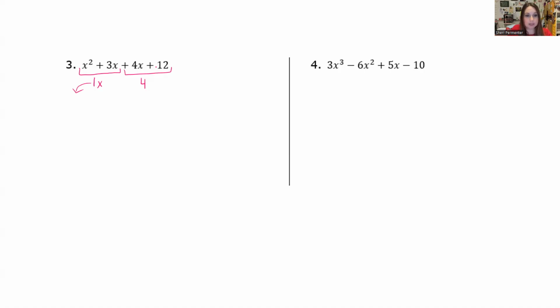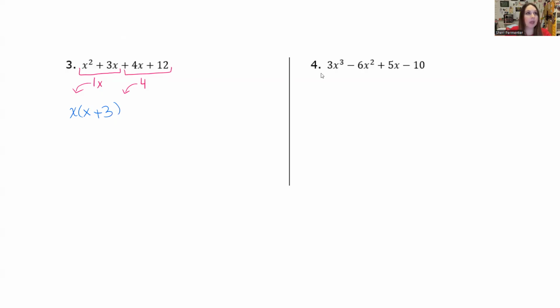So GCF always gets rewritten out into the front. I'm left with x, and then once I divide out that 1x, if I have 2 and I divide out 1, I just have 1x left. And then 3 divided by 1 is 3. And x, I'm dividing out an x, so I don't have x anymore for the 3.